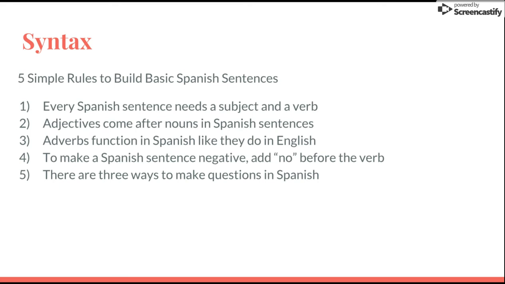And the fifth rule is there are 3 ways to make questions in Spanish. Like we said before, there is an upside down question mark at the beginning of the question. The first way to create a question is to switch the verb and the subject. The second way would be to add a question mark to a statement in writing and raise your intonation when speaking it. And the third way is to add question tags. So you say a normal sentence and then add a question word at the end of the sentence.